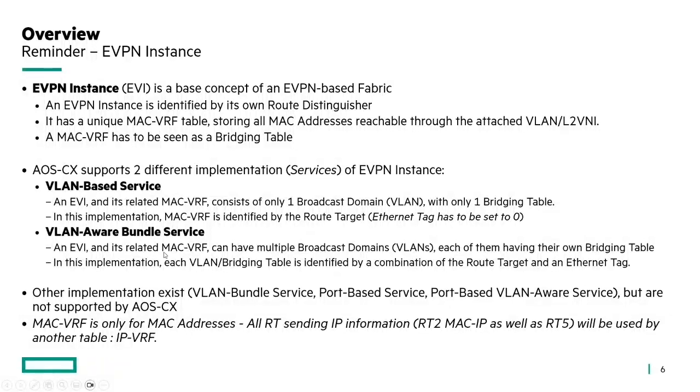And also the VLAN aware bundle service. It's an EVI and its related MAC VRF that can have multiple broadcast domains or VLANs, each of them having their own bridging table. And in this implementation, as you can see on the screen, the VLAN bridging table is identified by a combination of the route target and the Ethernet tag. And so other implementations, as you can see, do exist, so the VLAN bundle service and port-based VLAN aware service, but these are not supported by AOS-CX. And so the MAC VRF is only used for MAC addresses, and all route target settings and IP information will be used by another table, the IP VRF table.